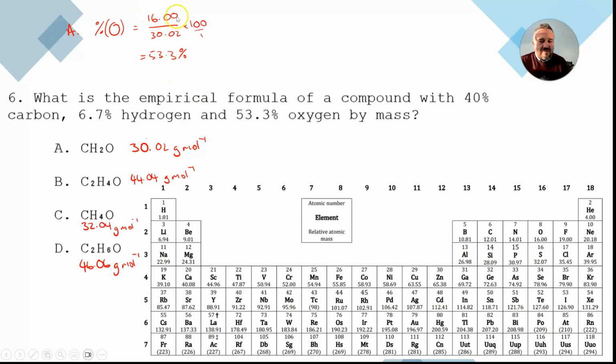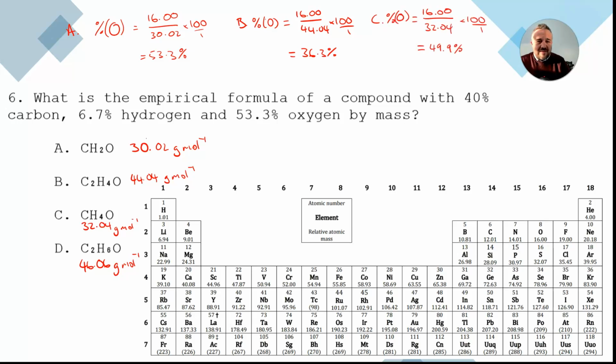So 16.00 divided by 30.02 times 100 gives us 53.3% for A. All right, so already we've found the correct answer. Let's dip through the rest just to check. 16 divided by 44.04 gives us about 36%. So B is not the answer. C, we're hitting 49.9%, so that's incorrect. That's the closest one. And D, we're hitting 34.7%.